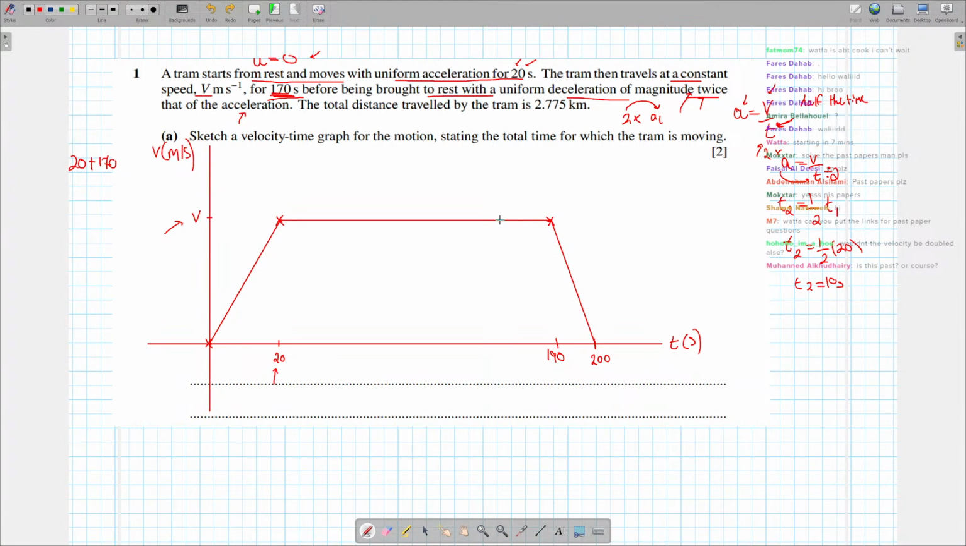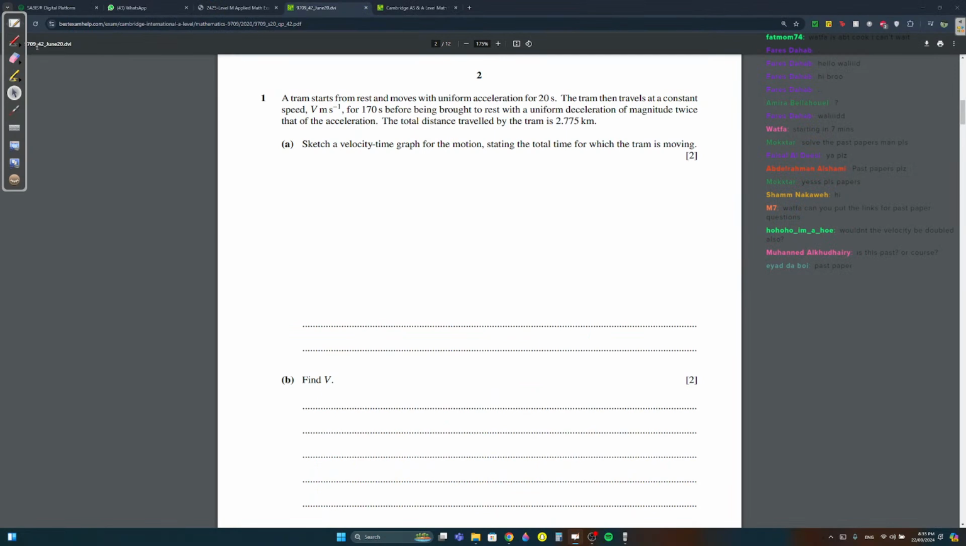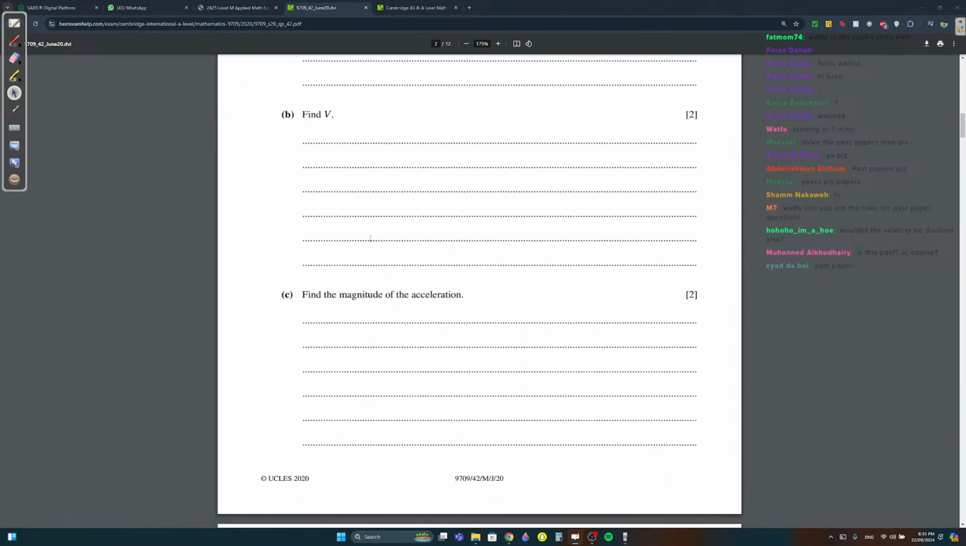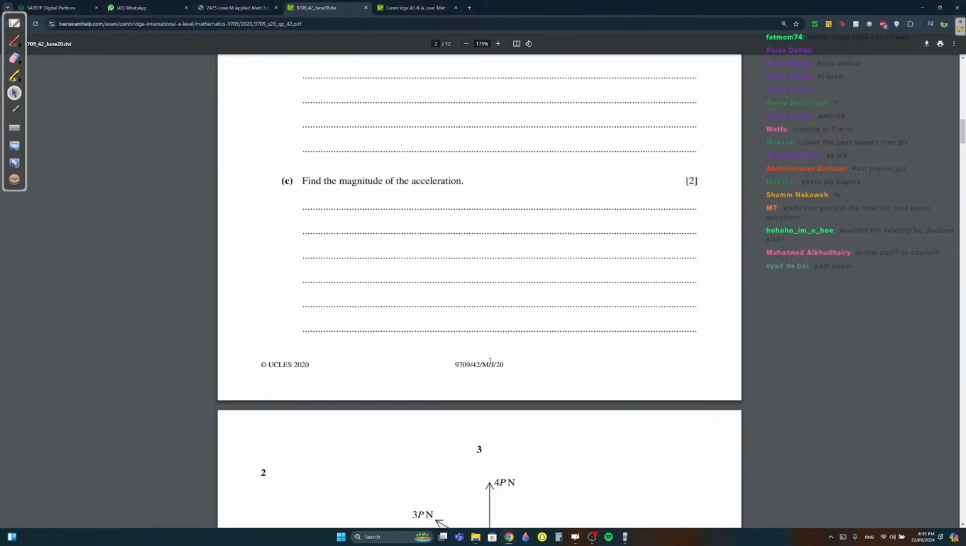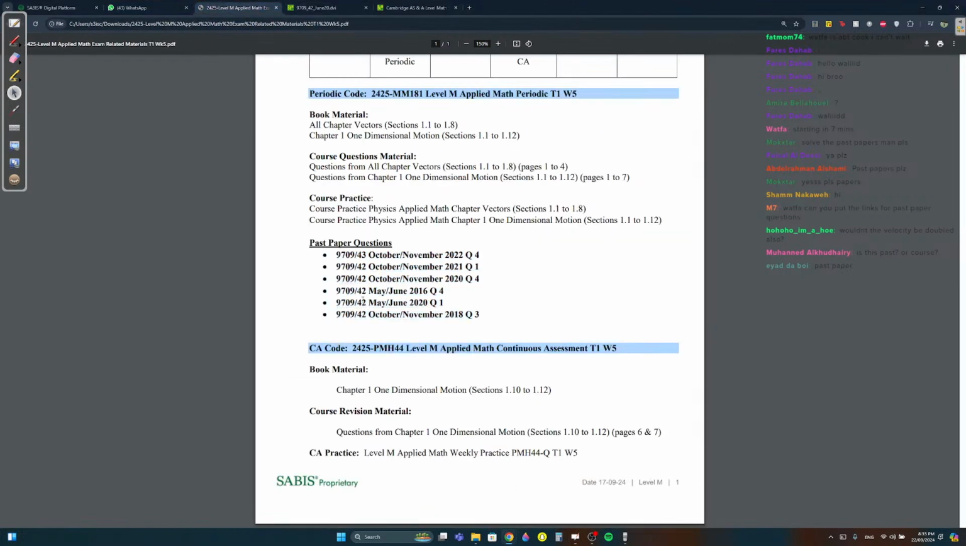Is this past paper or course? This is past papers. What code is this? This is 970942. We're using this one.